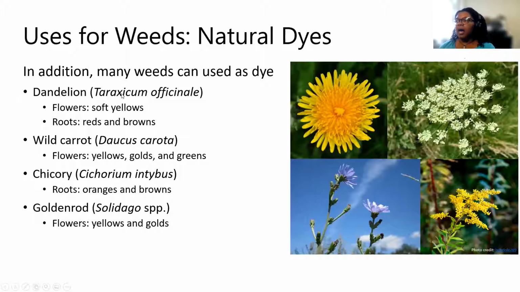And then going on, you can use weeds for natural dyes. So dandelion, again, you can use the flowers to get soft yellows, but if you dig up the taproot, you can get reds and browns. For wild carrots, you can use the flowers, these umbels, also called Queen Anne's lace. You probably see them along roadsides and disturbed sites. You tend to get yellows, golds, and also some greens, depending on how you prepare it.